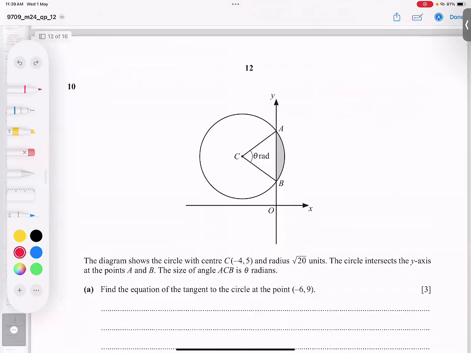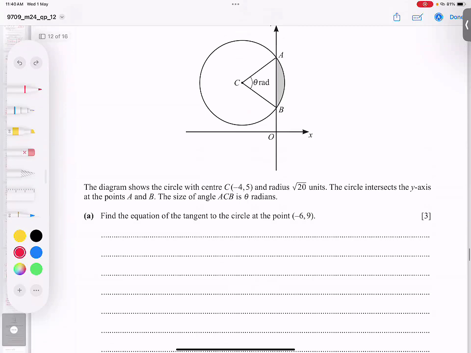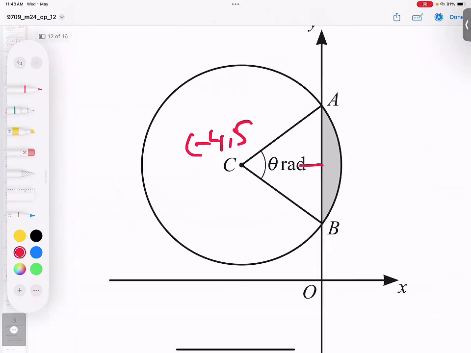Question number 10, topic of circles. Since this was added in 2020, it's coming in every exam. So let's see how we can find it. He said the center of circle C is given here. Okay, this is the center of the circle, minus 4, 5. I'm writing here negative 4 and 5. I can tell you one thing: this is negative 4 and 5.